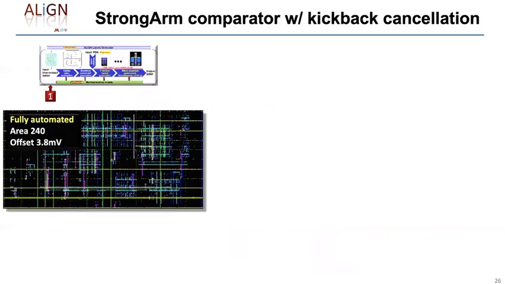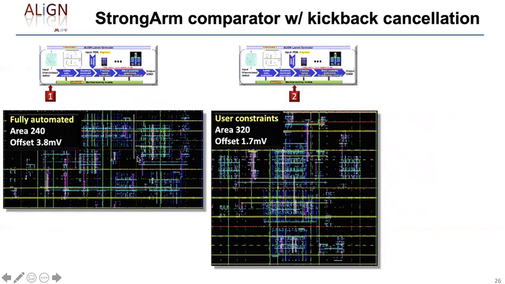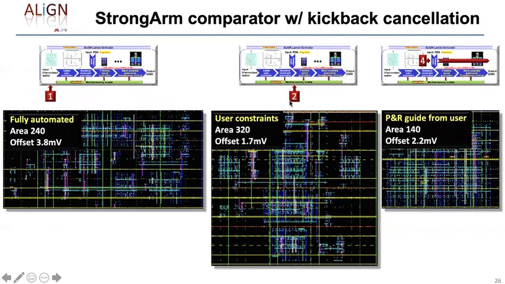So to exercise this, we looked at some Intel designs, and this in particular is a StrongARM comparator with kickback cancellation. With entry point 1, no human in the loop, and an offset spec of 5 millivolts, the spec was met using a layout that's shown over here. Then we provided entry point 2, where the designer provided some input, and we got this layout over here with a better offset. The first offset was also within specs. The area is a little larger.